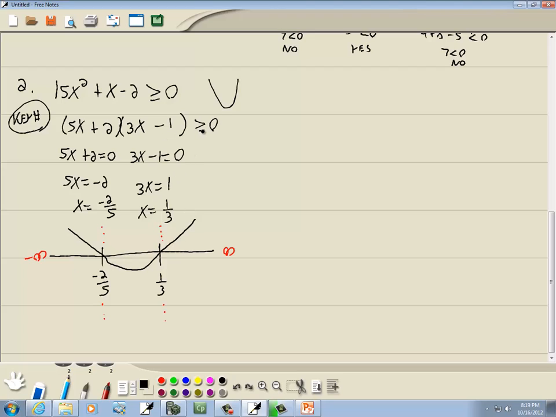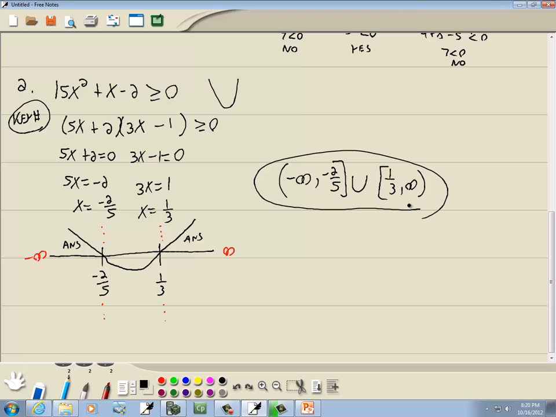Well, our problem is greater than or equal to. Greater than or equal to, if I go back up and look at my steps, is where it's above the x-axis. Well, it's above here, so this interval is our answer. And it's above here, so this interval is our answer. So our answer is from negative infinity to negative 2/5, and from 1/3 to positive infinity. Now, infinities always have parentheses on them. Now, greater than or equal to means a bracket. So bracket here, and since I have two intervals, I have to put a union in between them. And that'd be our answer.